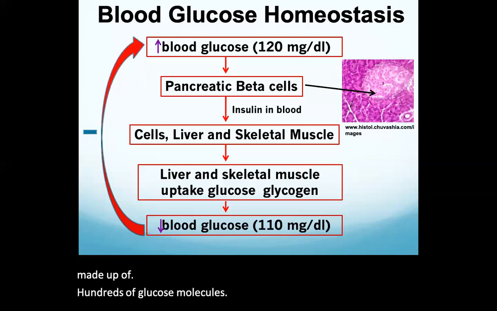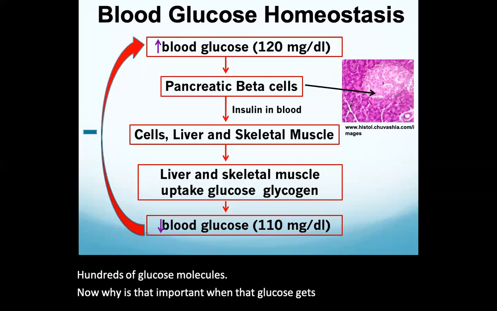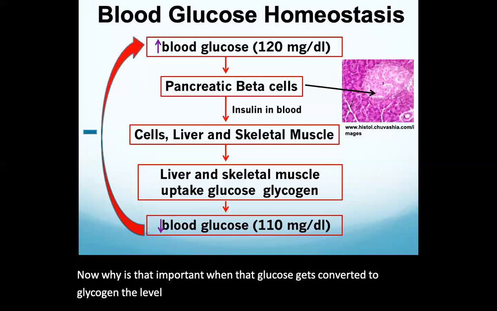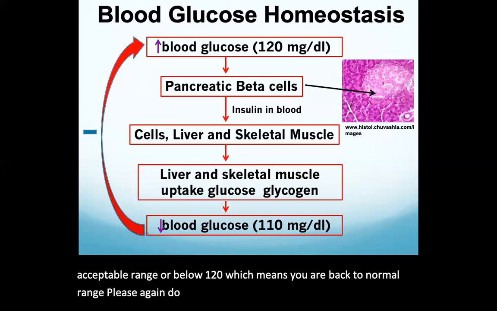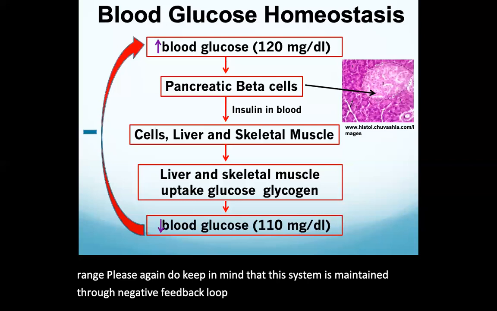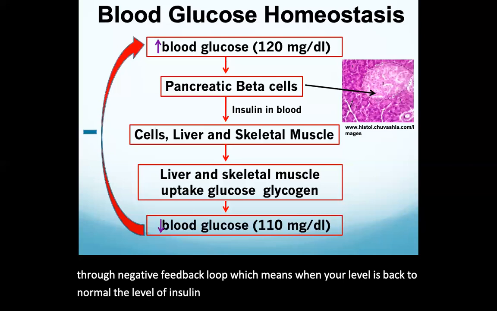Now, why is that important? When that glucose gets converted to glycogen, the level of glucose in your bloodstream drops below the acceptable range, or below 120, which means you are back to normal range. Please, again, keep in mind that this system is maintained through a negative feedback loop, which means when your level is back to normal, the level of insulin in your bloodstream lowers and shuts down this pathway.